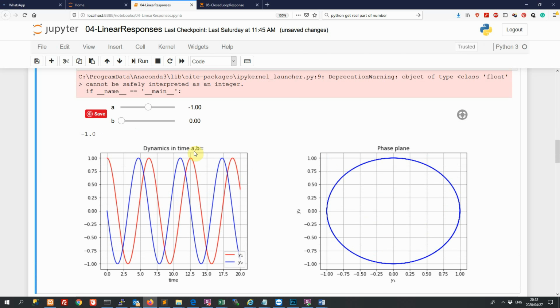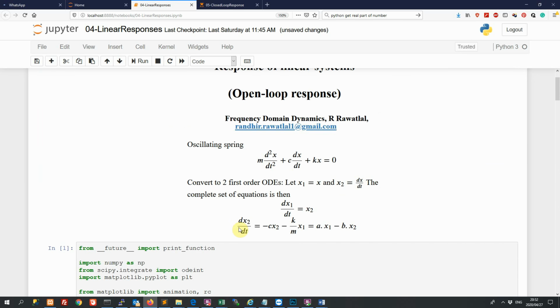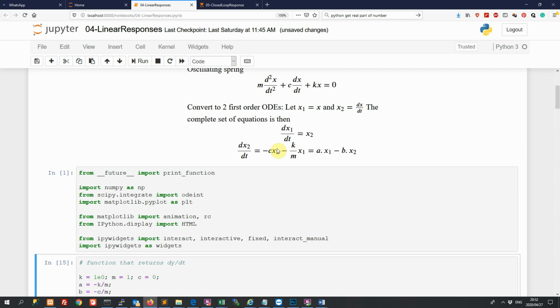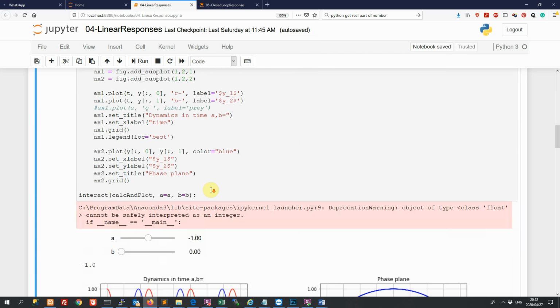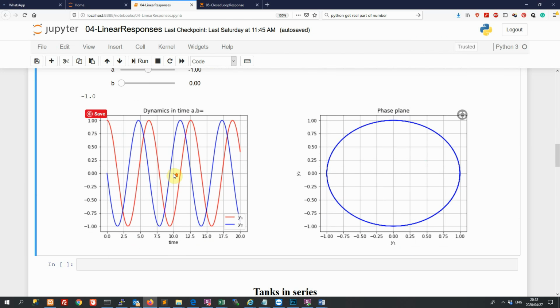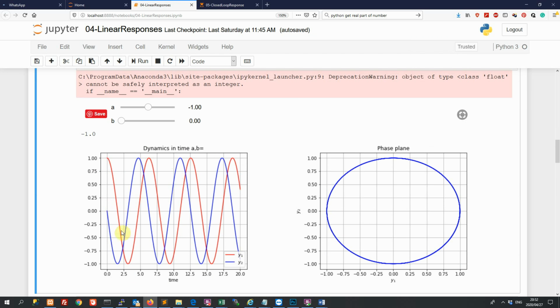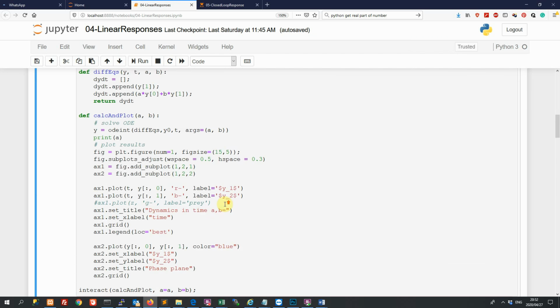And we are plotting here y1 and y2. y1 is actually x1, and y2 is dx1/dt. So that's just the derivative that's being plotted there. And so you've got this oscillating effect.